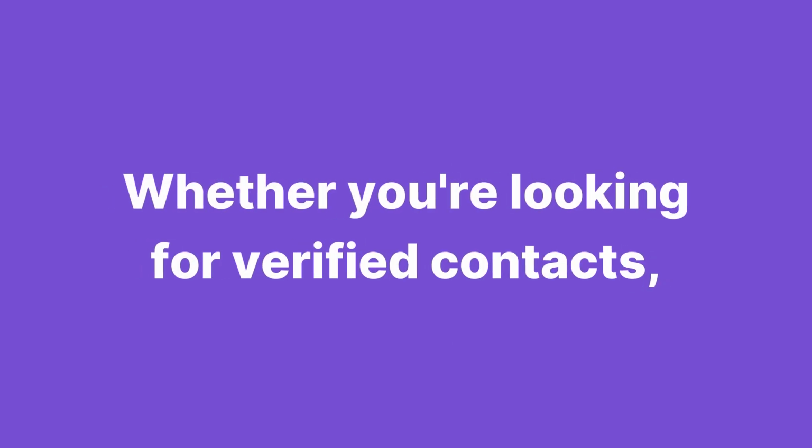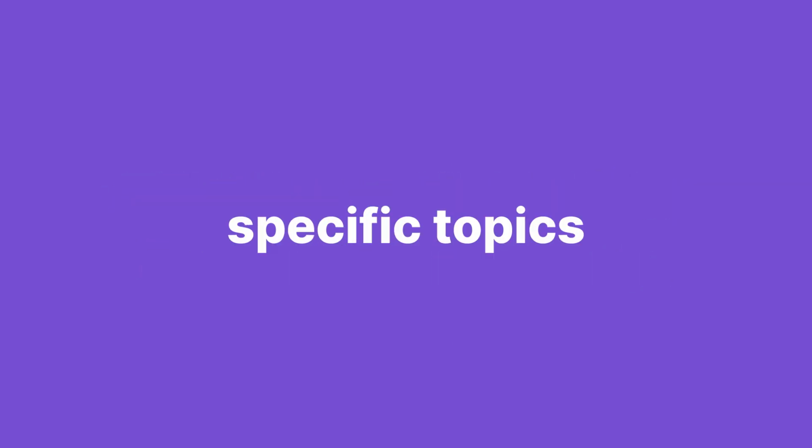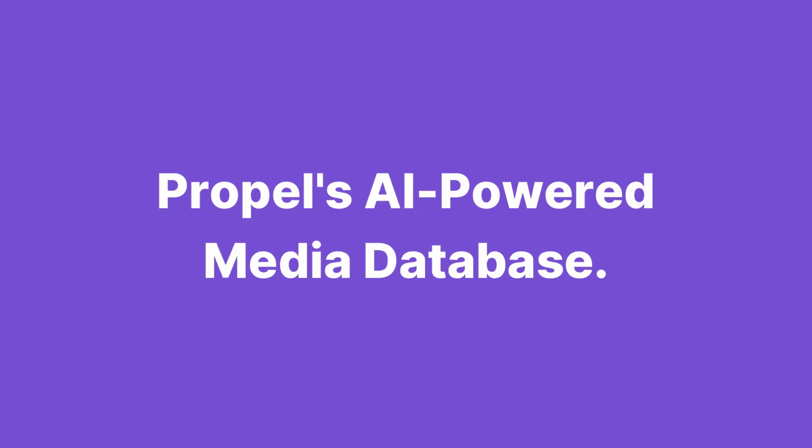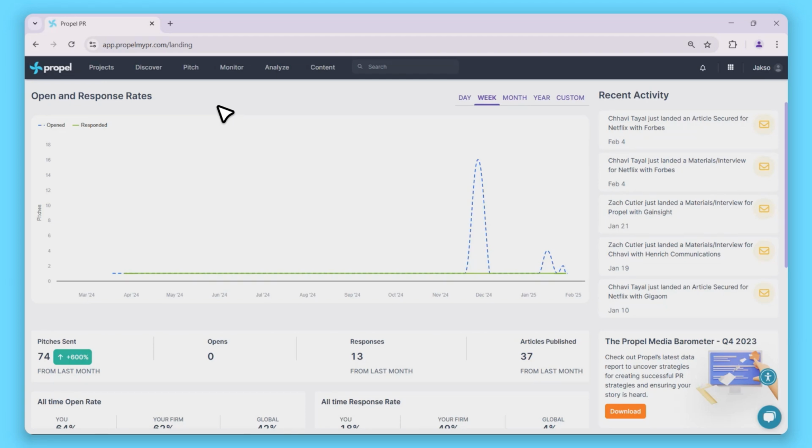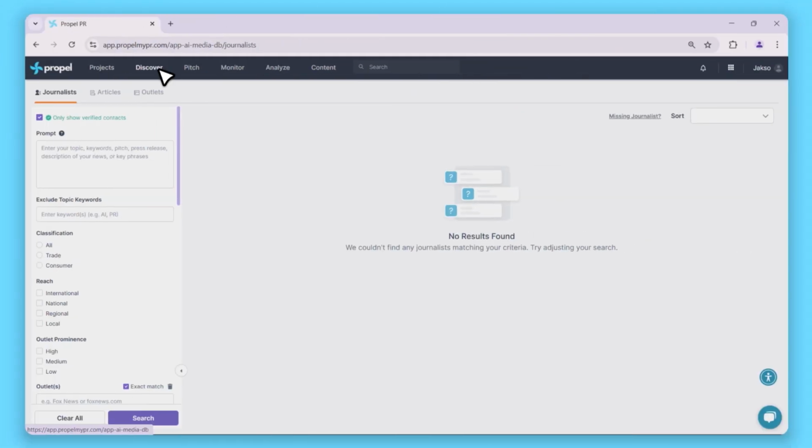Whether you're looking for verified contacts, specific topics, or building media lists, I'll walk you through how to make the most of Propel's all-new AI-powered media database. To begin, head over to the Discover tab in Propel. This is where you'll access the media database and start searching for the right journalists and outlets for your campaign.